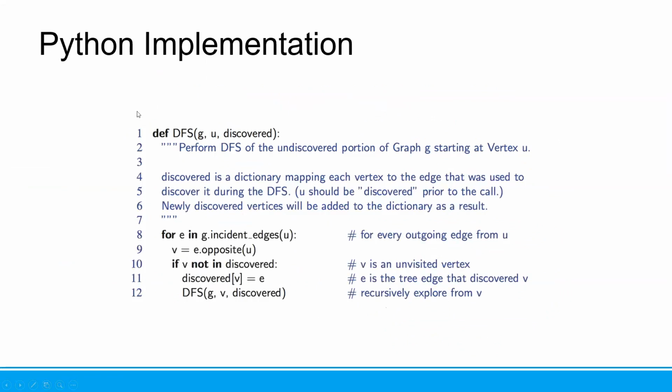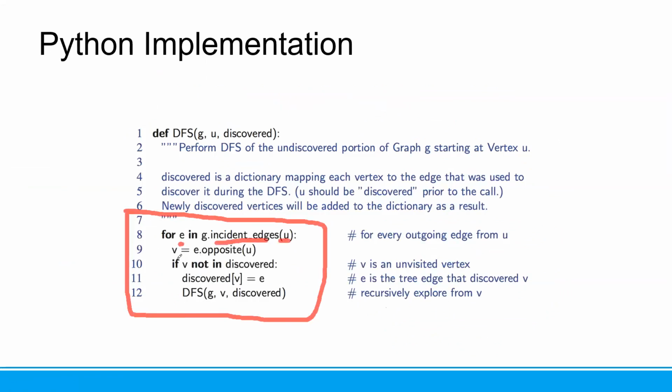If you implement it in Python, maybe it is easy, like this one. Okay. So for every E in the incident edges of U, let V be the opposite of U. So if V is not in the discovery, so if it is not visited, then discovery of V equals E. And then, yeah, we will do the loop again.